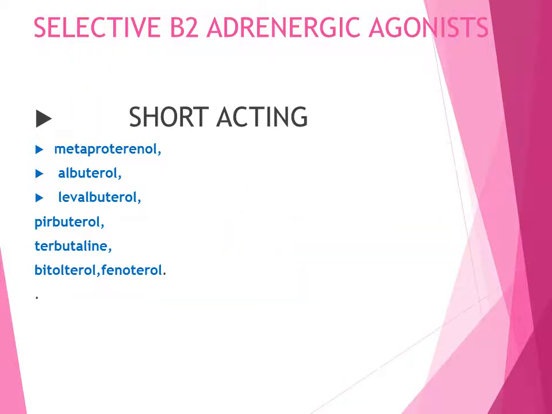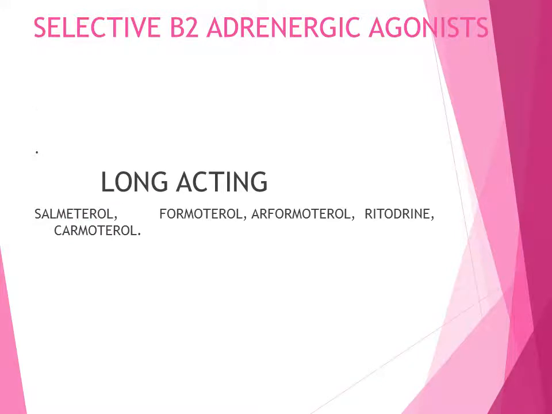Selective beta 2 adrenergic agonists. The short acting includes metaproterenol, albuterol, levalbuterol, pirbuterol, terbutaline, bitolterol, and fenoterol. And the long acting includes salmeterol, formoterol, arformoterol, ritodrine, and carmoterol.